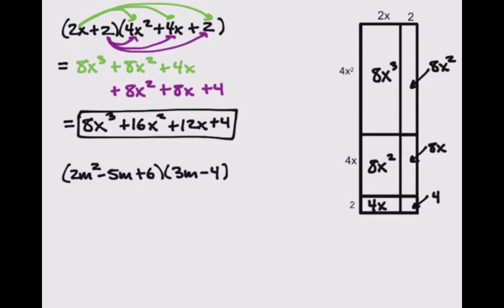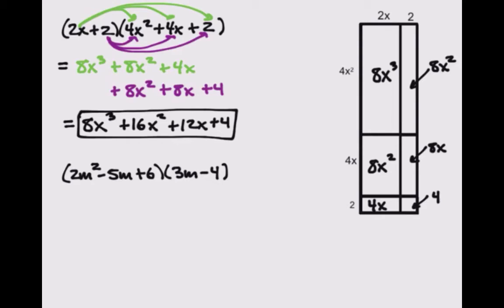Now, when there's subtraction involved, like in this next example, it's a lot harder to draw with a rectangle, but the strategy remains exactly the same. We're going to take every term in our first polynomial, distribute it to each term in our second polynomial, and sum up what we get.